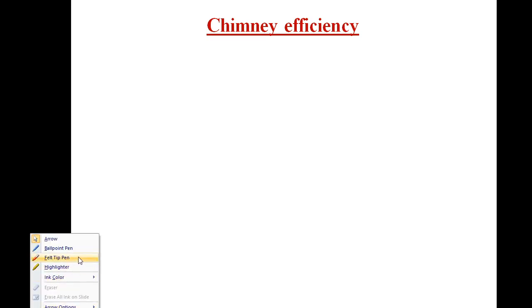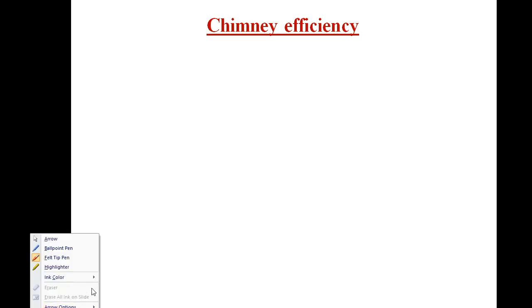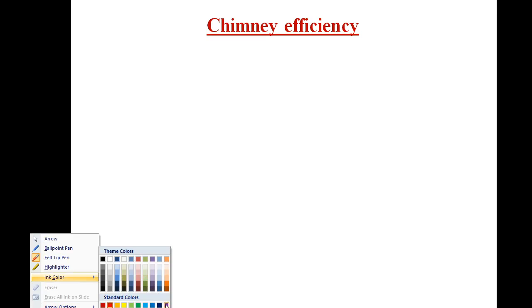So now coming to the chimney efficiency, which was left in previous class. Actually we were supposed to cover it in previous class. Today we will discuss about chimney efficiency. What this chimney efficiency is: a certain minimum flue gas temperature is required to produce a required draught with a given height of chimney, that is natural draught.